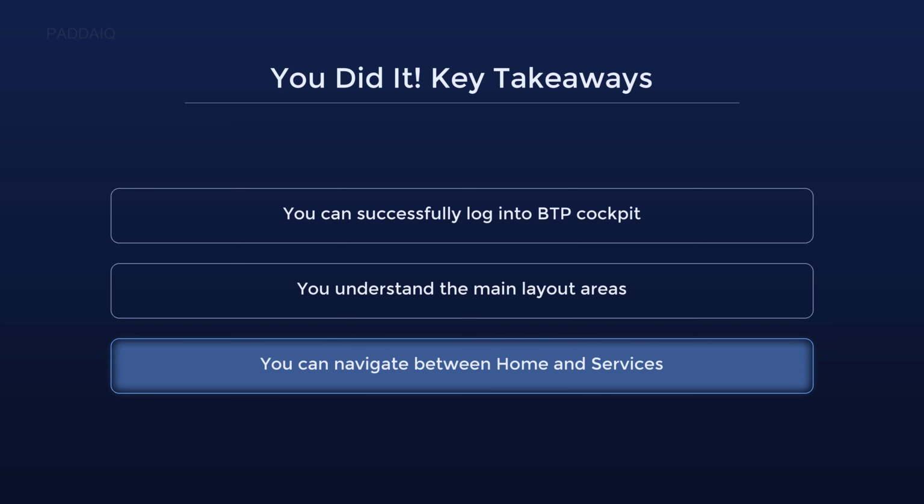You can navigate between Home and services. This means you can easily switch from the main dashboard to access all available tools. For instance, if you start on Home, you can click Services to explore offerings like the SAP HANA database. Mastering this navigation is essential for efficiently using the platform's full capabilities.